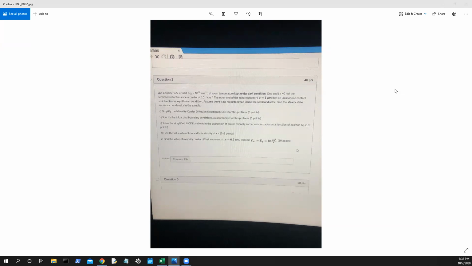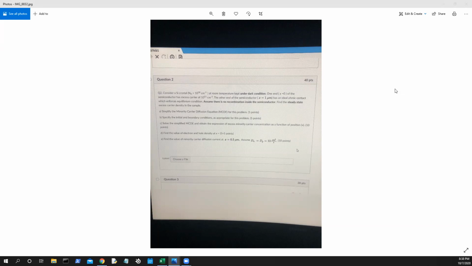So now that you know there's no recombination inside the semiconductor, you also know that there's no recombination rate. If there's any question that asks for it, you could just say 0. That might be a trick question. But then he says, find the steady state excess carrier. He said steady state as well. That also tells you time drops to 0. So now we can simplify here.